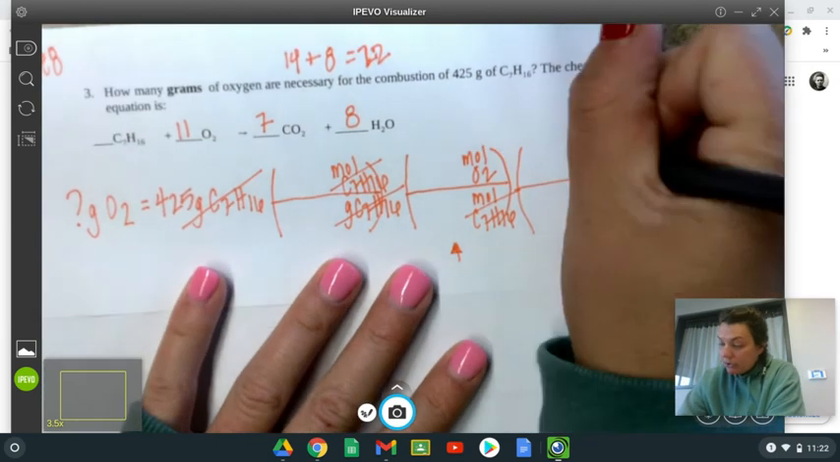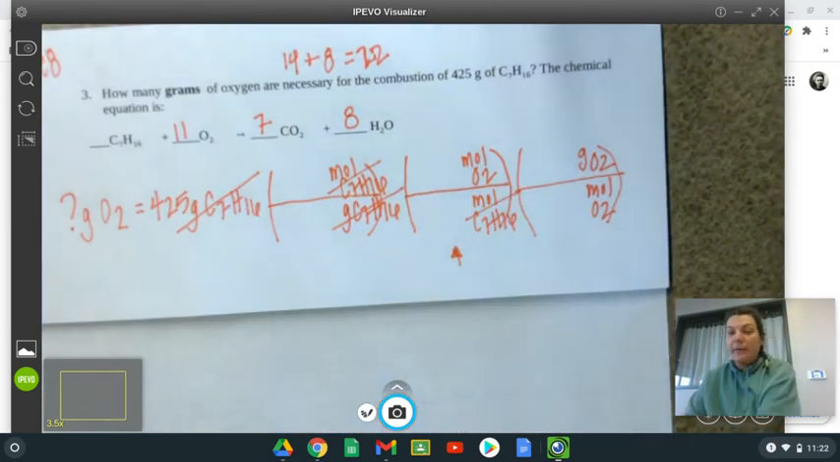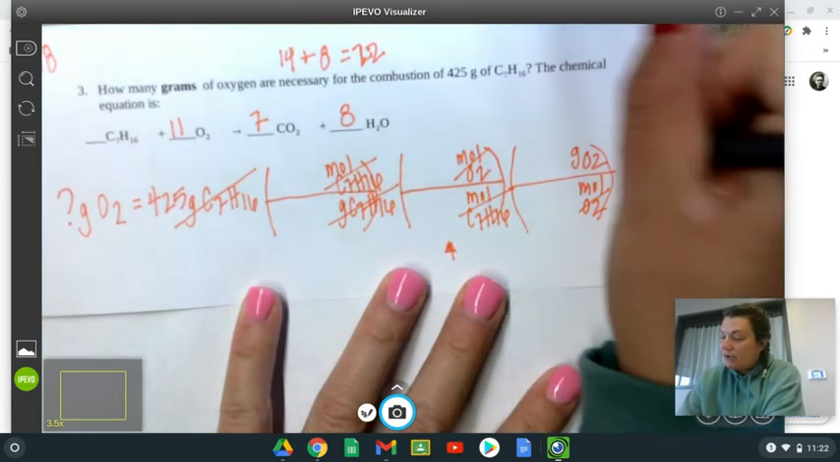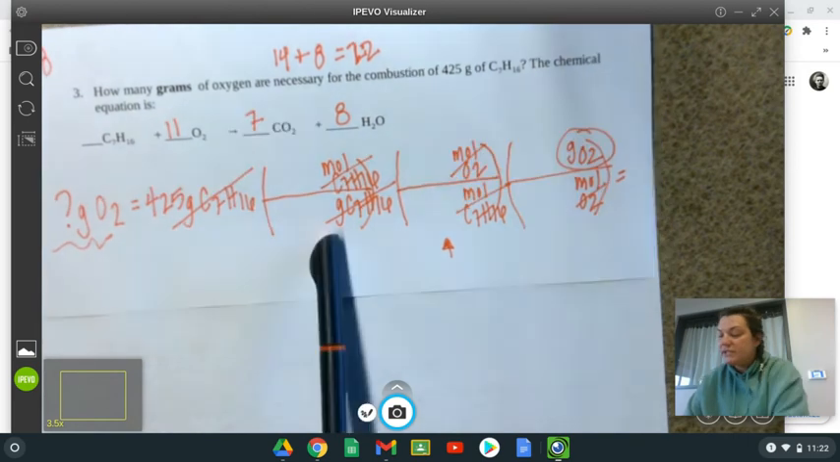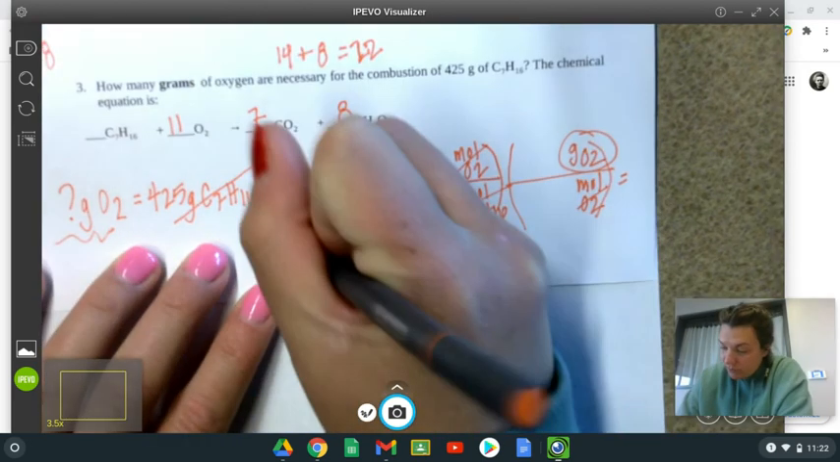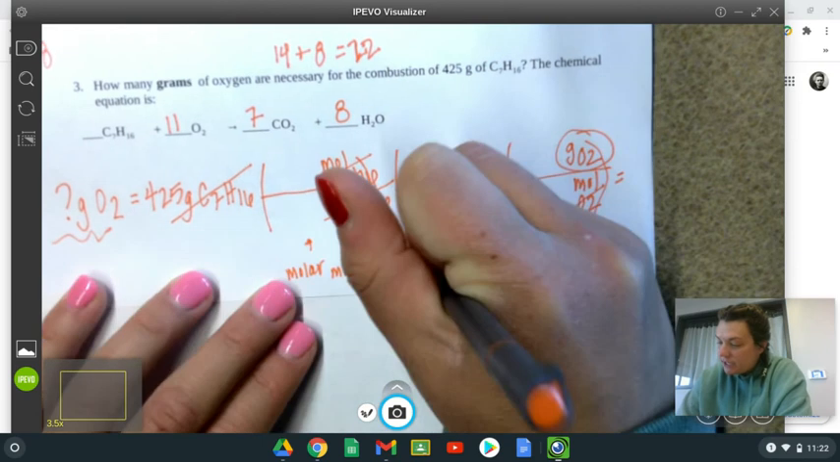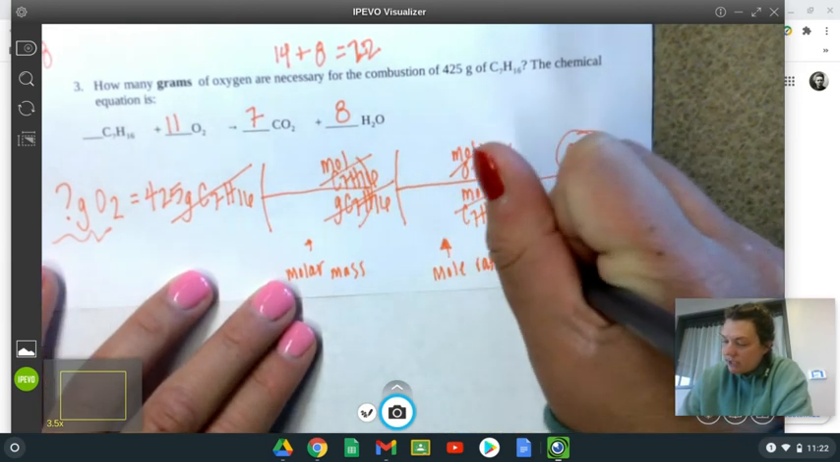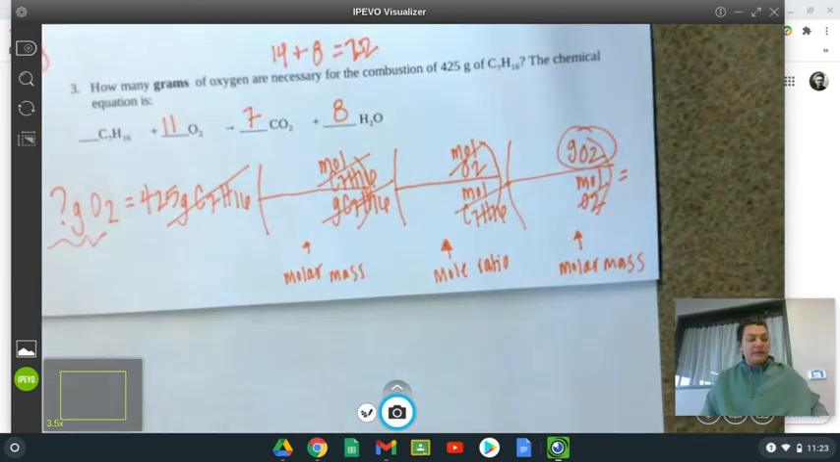And now I can go to grams of O2 because we know that we can look on the periodic table to figure out how much 1 mole of oxygen weighs. So moles of O2 cancels. I'm left with the unit that I want. Now I can plug numbers in. This conversion is known as the molar mass conversion. This conversion is known as the mole ratio conversion. And then this is the molar mass conversion again. Okay, so molar mass, periodic table; mole ratio, chemical reaction.